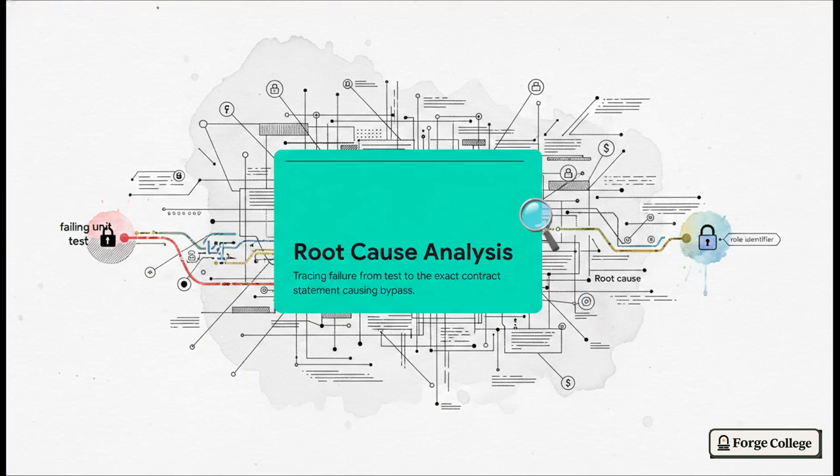Right, so a failing access control test almost always points to a broken authorization path. It could be a lot of things, maybe a missing guard, a mistaken role identifier, or even some sneaky contract composition that's just bypassing our checks entirely. But our primary goal here is root cause analysis. Basically, that means we need to take that failing access control unit test and trace it all the way back to the exact contract statement responsible for the bypass. We aren't just guessing here, folks. We are establishing a direct, undeniable chain of evidence.